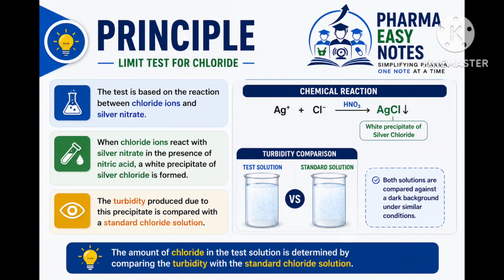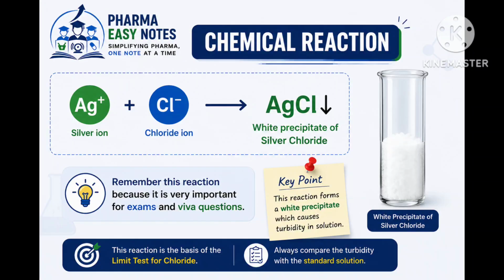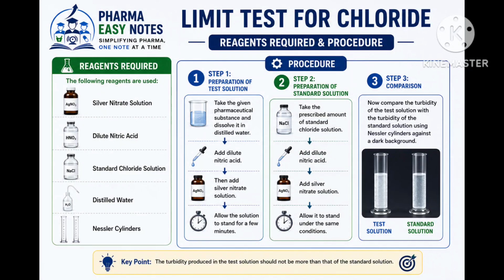Then reagents required. The following reagents are used: silver nitrate solution, dilute nitric acid, standard chloride solution, distilled water and Nessler cylinder. Now come to the procedure. Step 1, preparation of test solution. Take the given pharmaceutical substances and dissolve it in distilled water. Add dilute nitric acid, then add silver nitrate solution. Allow the solution to stand for a few minutes.